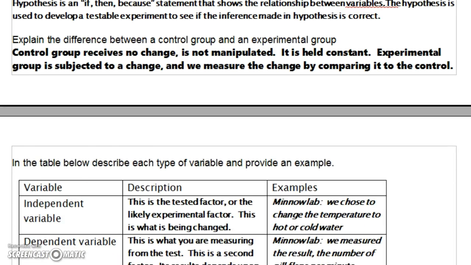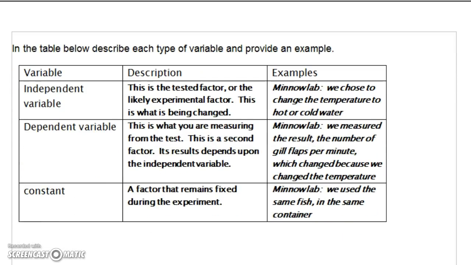Control group and experimental group. Control group does not change. We don't manipulate it in any way. It's held constant. So that would be like in our minnow lab, leaving the minnow in room temperature water, what he had been in the whole time. Experimental group is changed, and we're going to compare it to the control. So this is when we changed the temperature of the water and compared it to room temperature water and saw how the fish responded.